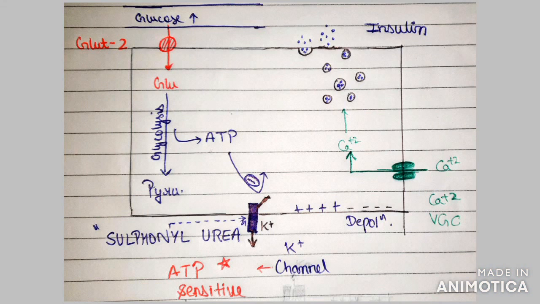We are going to discuss the mechanism of insulin secretion. Here we have the diagram of the beta cells and the adjacent blood vessels. Now, as we know, insulin will be secreted in response to increased blood glucose, so the first step will be the entry of glucose inside the cell through GLUT2 proteins.